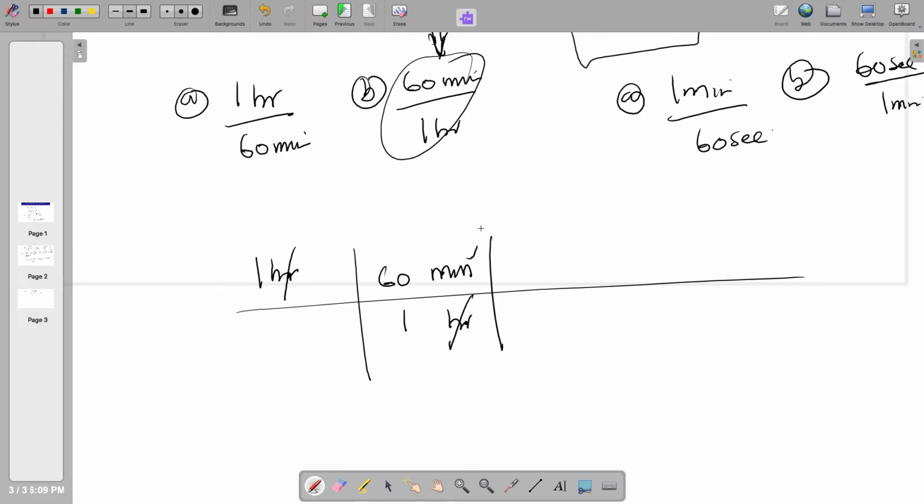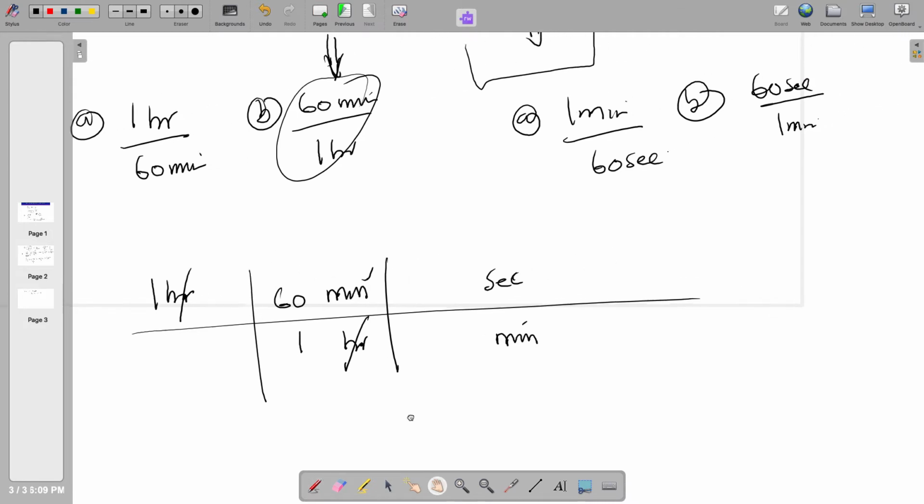But we don't want to end at minutes. We want to end at seconds. So that means we extend the table one more time. The next unit we are interested in is seconds, so we put seconds here. The bottom here should be minutes, since we want minutes to cancel out.